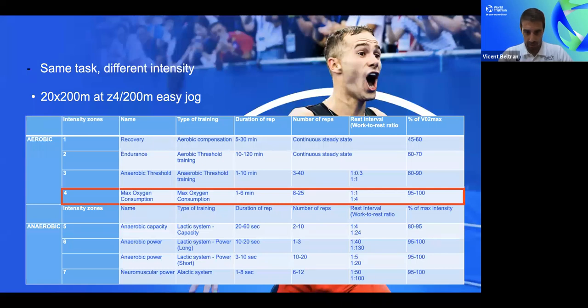1 to 24, here. So if you go into zone 5, could be. Could be. I don't know. It could be 20 seconds. I'm not the author of this table, so Tudor Bompa should be the one to answer this question. But it could be.